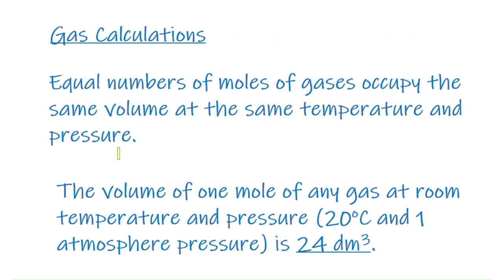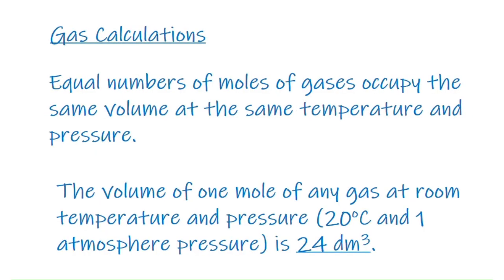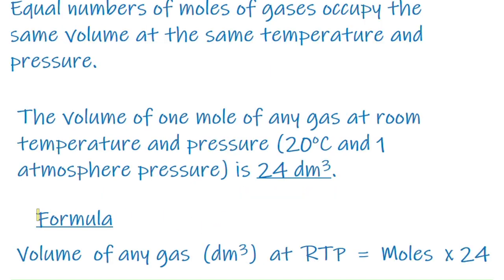And the volume of 1 mole of any gas at room temperature and pressure, that's 20 degrees Celsius, 1 atmosphere, is 24 decimeters cubed. Remember, a decimeter cubed is just another name for a litre. And as with most things like this, there's a formula. So the volume of any gas at RTP, room temperature and pressure, is the number of moles times 24.